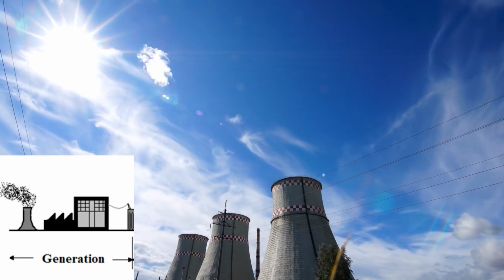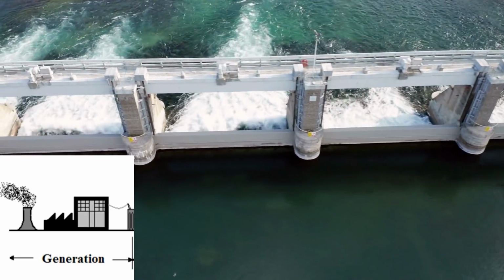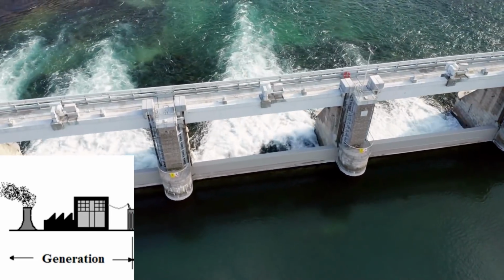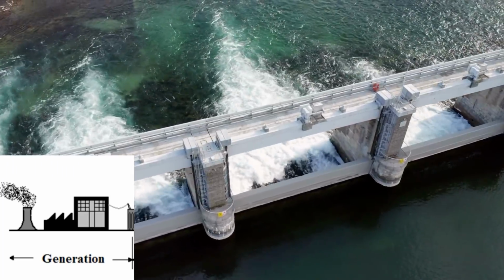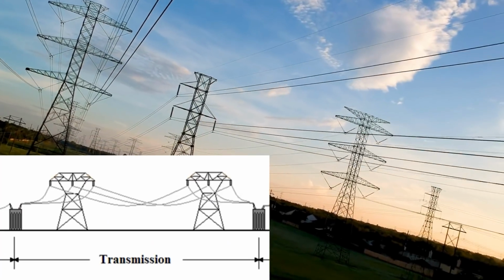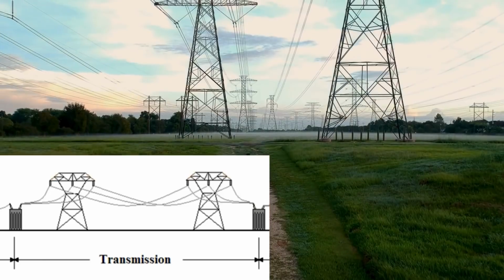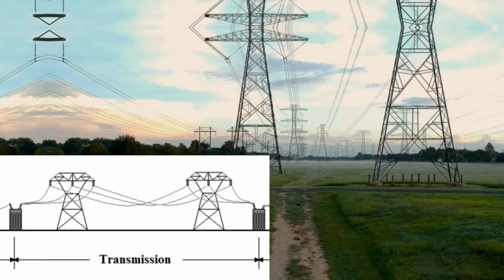Generation. In most circumstances, the first stage of generation converts the original form of energy into rotational mechanical energy that turns a turbine. The turbine then drives a generator. Transmission. The electrical power from the various power plants travels over a system of lines and substations to various regions.